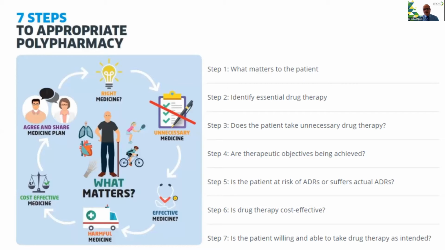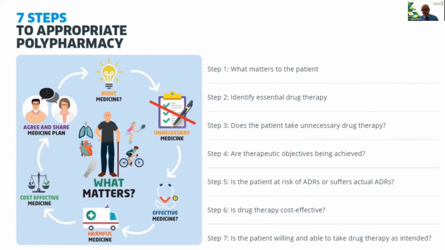So Alpna has highlighted the 7 steps. We're utilising this tool, and that will become the norm in Northern Ireland. The department will be ensuring that it is utilised in any setting where we're carrying out a medication review, so that it will be carried out to this standard. And it's very important that there's a patient-centred approach. So the first step is really what matters to the patient. That's the important starting point.